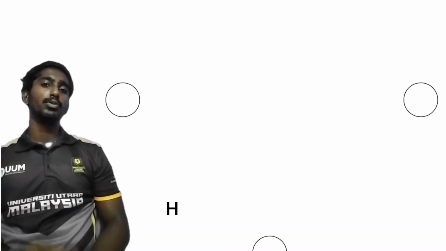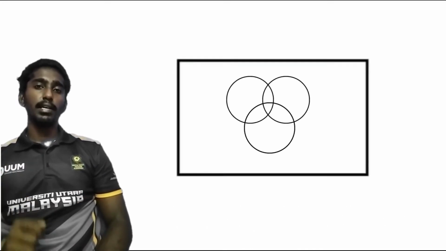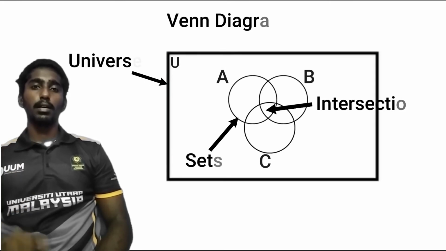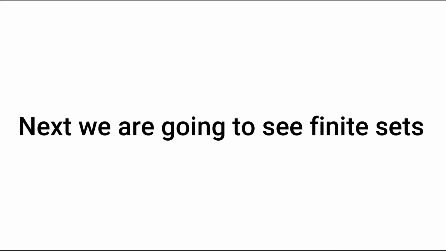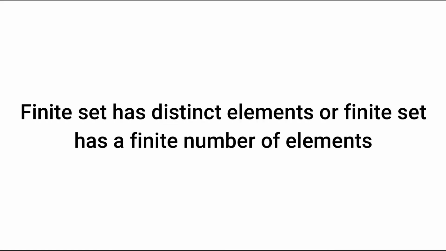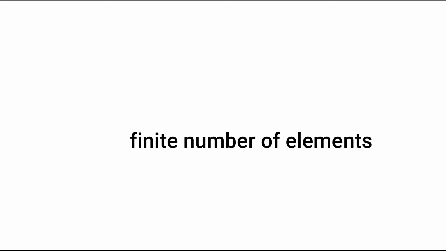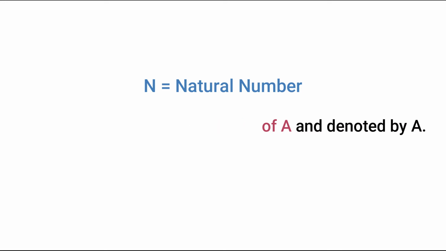So, how do we illustrate sets? Using a Venn diagram. A Venn diagram consists of the universe, sets and intersection. Next, we are going to see finite sets. A finite set has a finite number of distinct elements. n is an element of the natural numbers, where n is called the cardinality of A. And the infinite set, which is the opposite of a finite set, has an infinite number of elements.